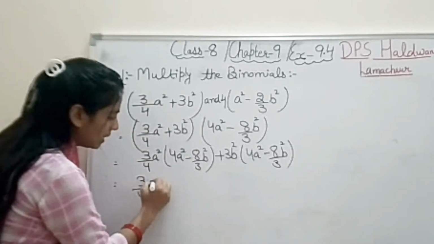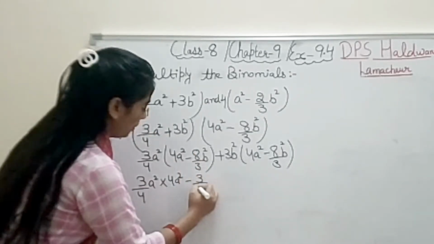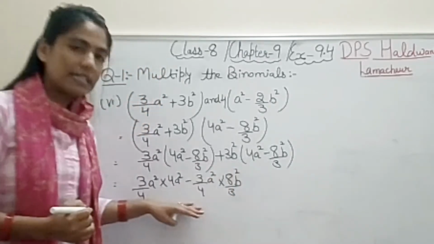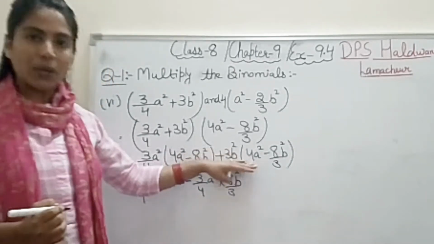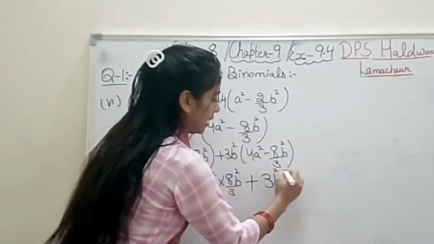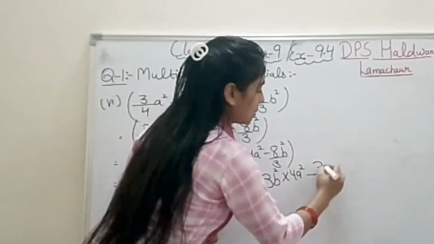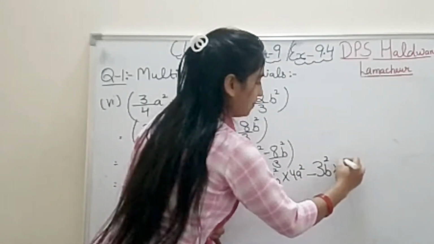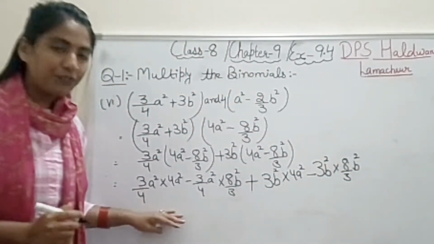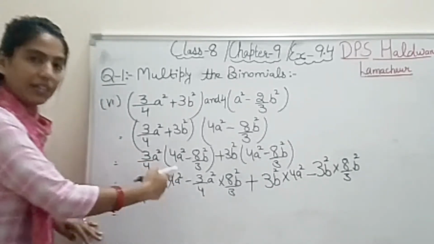3 by 4 a square into 4a square minus 3 by 4 a square into 8 by 3 b square. This is the opening of the bracket terms, right? Now coming to our next bracket, plus 3b square into 4a square plus minus 3b square into 8 by 3b square. Right student? Now we have to solve it. See, we have 4 in the denominator, 4 in the multiplication, so it will cancel with each other.